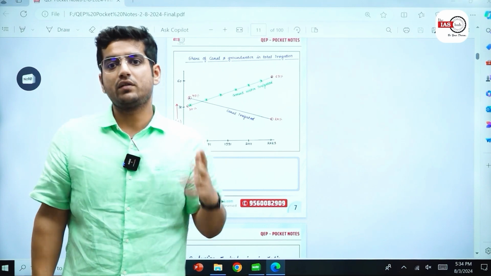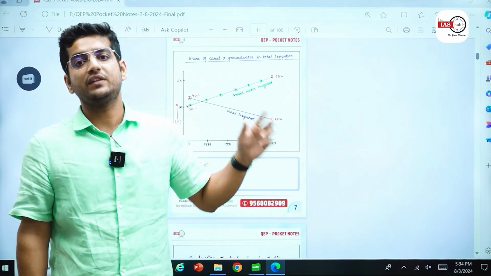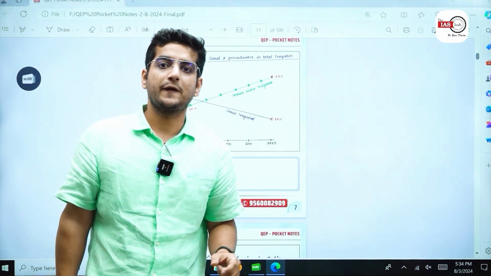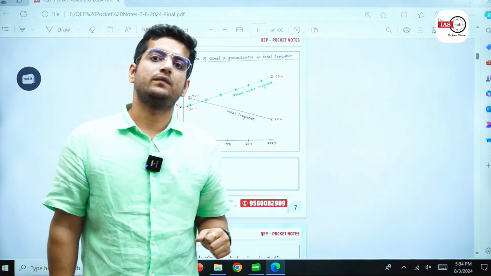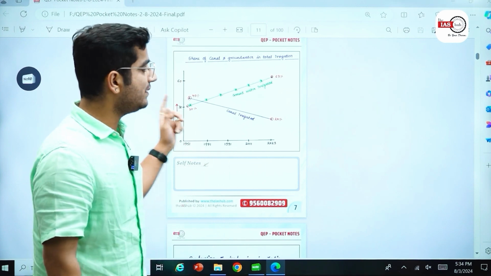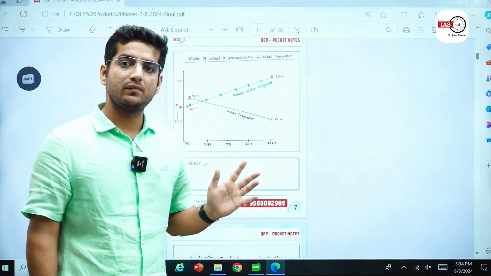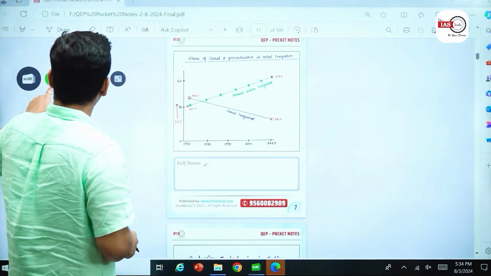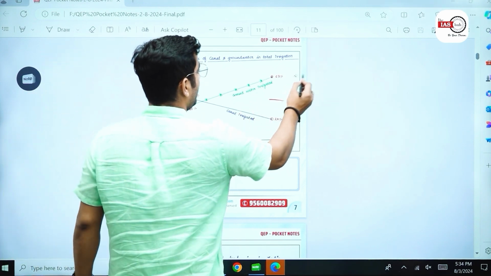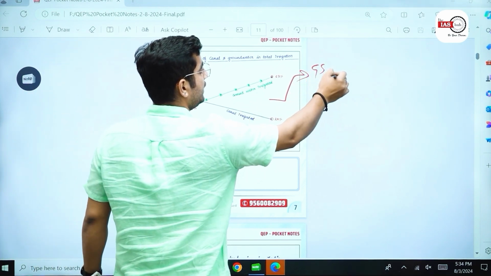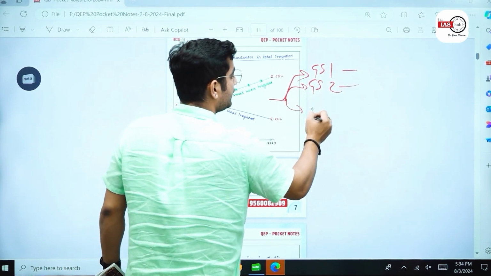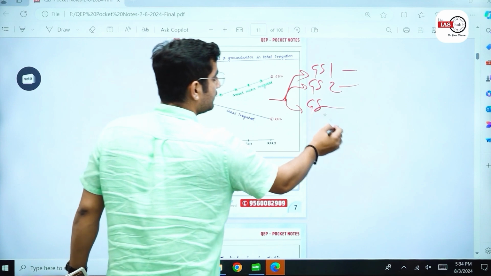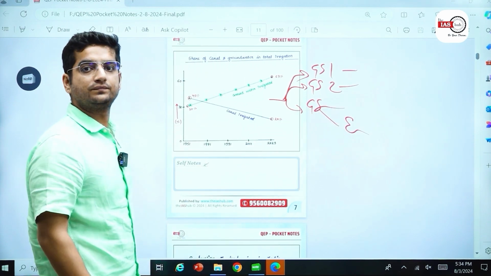It is also important for farmers as a vulnerable section in GS2 because vulnerable section is a GS2 topic. It is also important for society, urbanization topic in GS1. That is why this simple diagram will be utilized at multiple places. And what you can do, you can also write like this: I will use this in GS1 in urbanization, in GS2 in farmers as vulnerable section, in GS3 in agriculture, in GS3 in environment, etc.